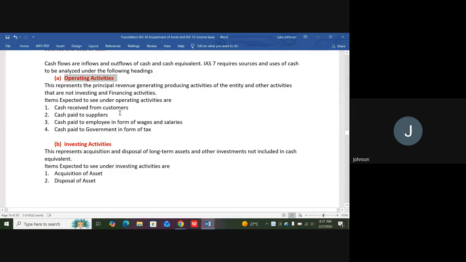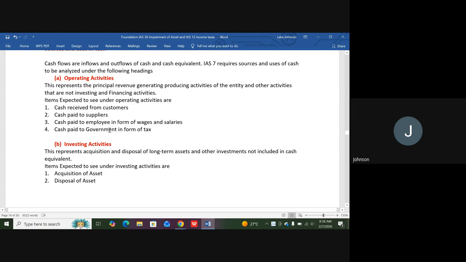So when you are transacting with customers, customers are likely to pay you money, right? For the services you render to them, for the goods you sold to them. So the first activity that we're looking at under operational activity is what we call the cash that you received from customers. That's number one. Number two, we are looking at the cash flow statement. We're only looking at everything that has to do with cash. The next one, we're talking about cash paid to suppliers.